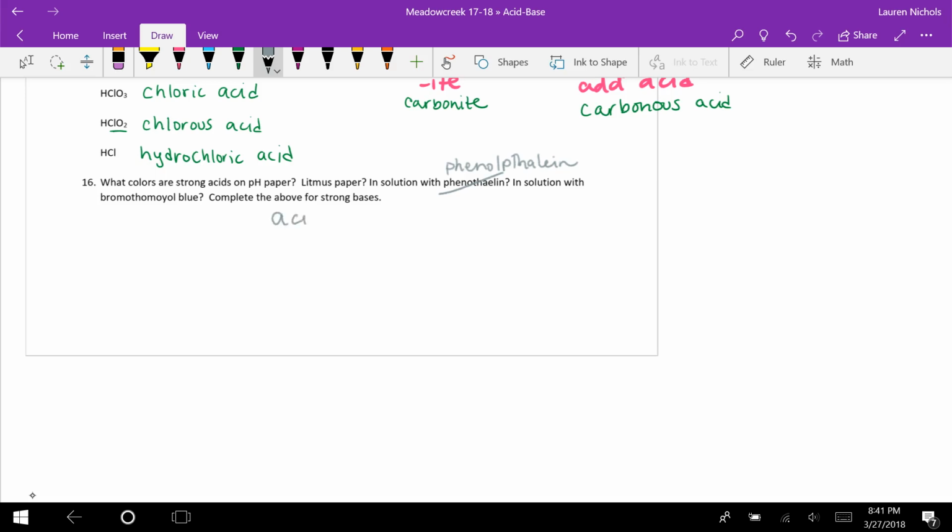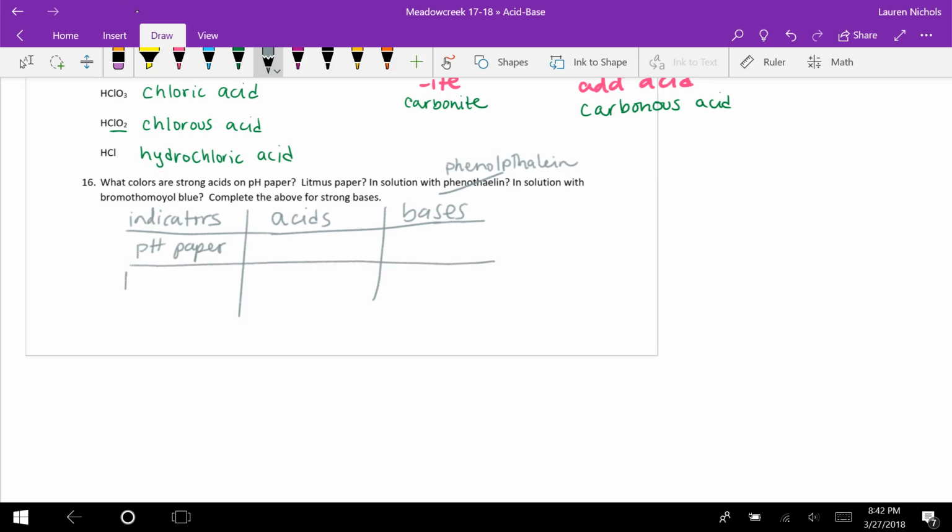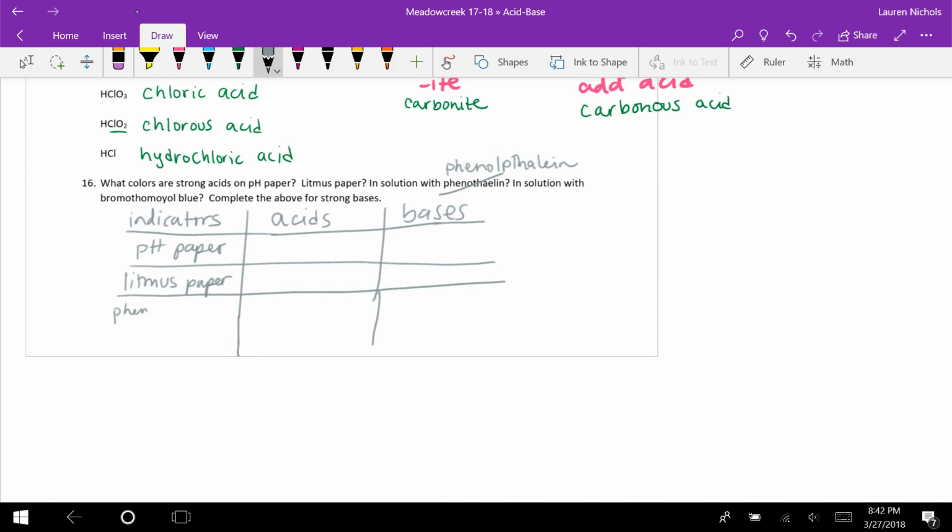But if we have acids, okay, and we have bases, let's put the indicators, right? So we have different indicators over here. We have pH paper. That's one that will turn many colors. Okay. We have litmus paper, and you have 2 types. You have red and blue, but we'll just talk about their colors because they're the same no matter which one. And then we have phenolphthalein, and then we have bromothymol blue.